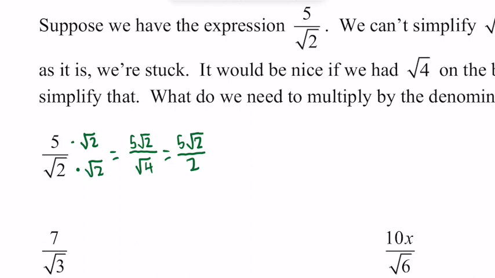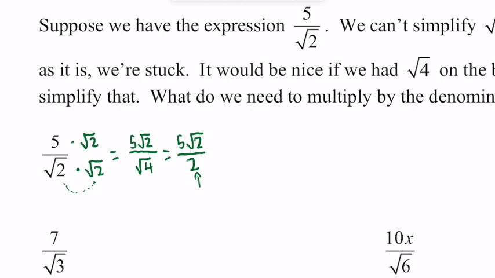Now, one time-saving trick is to remember that multiplying a square root by itself, you just end up with what was under the root. For example, when we multiply the square root of 2 times the square root of 2, we just get 2. We don't need to do that middle step of writing it out as the square root of 4 if we remember that shortcut.